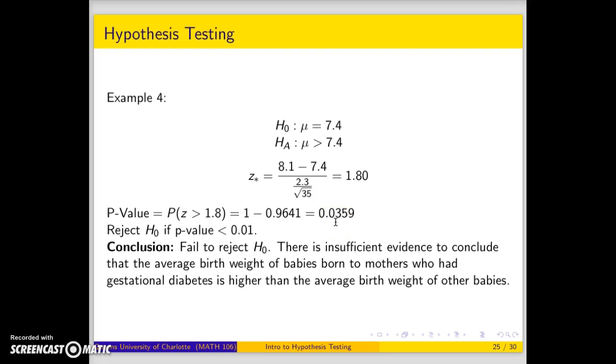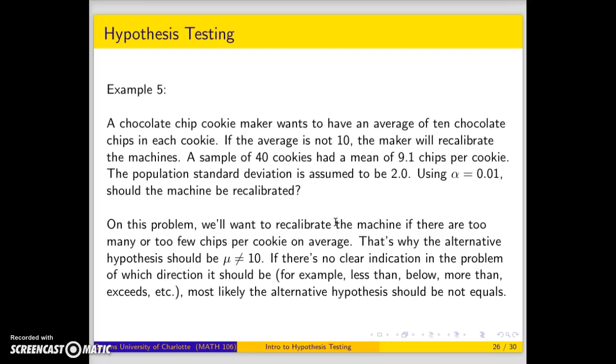and the p-value is 0.0359. So this is bigger than 0.01, and our rejection rule is reject H naught if p-value is less than 0.01. So we fail to reject H naught. There is insufficient evidence to conclude that the average birth weight born to mothers who had gestational diabetes is greater than the average birth weight of other babies. So here's another example.